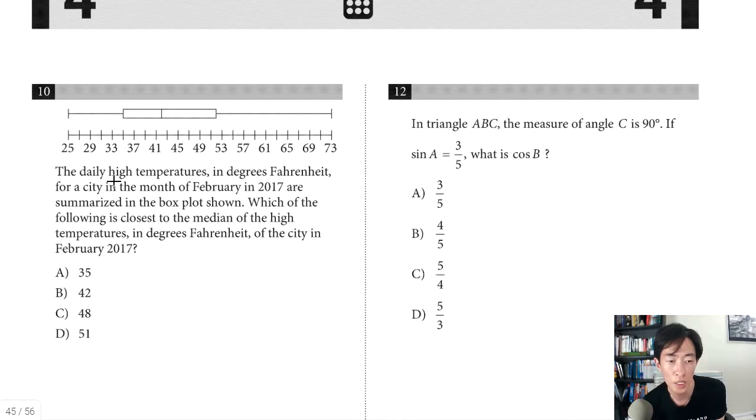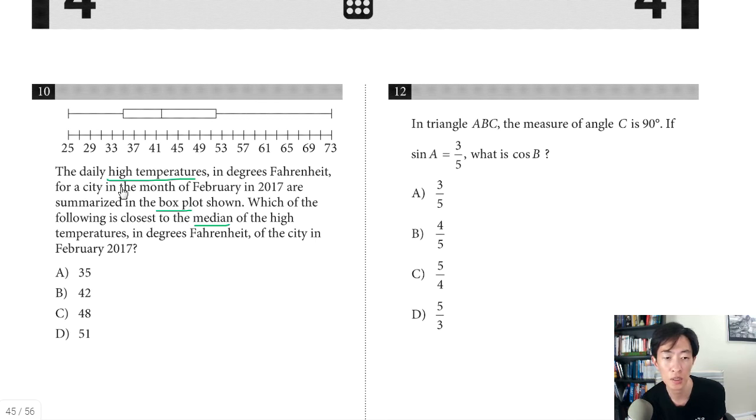Question 10, the daily high temperatures in degrees Fahrenheit for a city in the month of February in 2017 are summarized in the box plot shown. Which of the following is closest to the median of the high temperatures in degrees Fahrenheit of the city of 2017? So the language might be confusing, but all they want is the median. And this whole graph is a measure of the high temperatures. So don't get thrown off by the word high, because it really means nothing in this problem. All we want is the median.